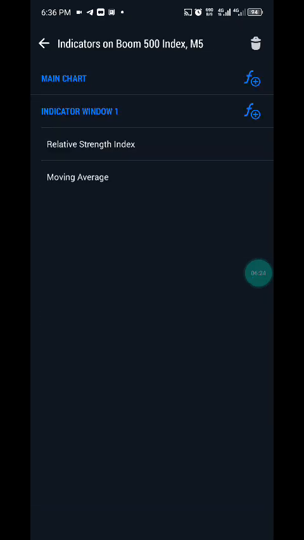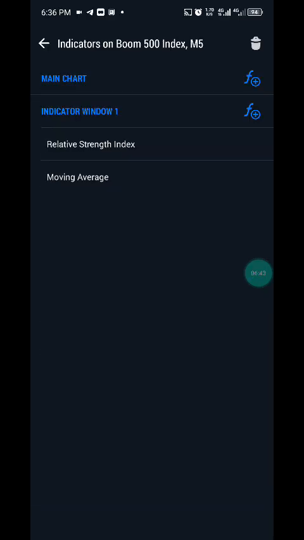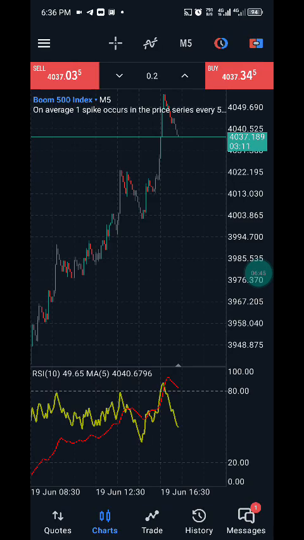Then you click on save, then you click on your moving average inside that particular relative strength index. That is where you are going to have your moving average. We have the period to be 5, we have shift to be 0, we have method to be simple, we have apply to close, and you choose your color to be red. So that is how you are going to have the same setup I have here.